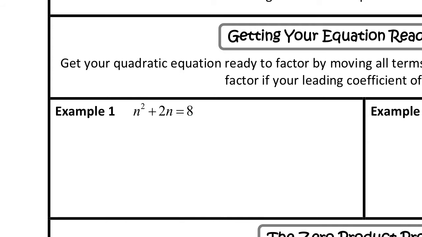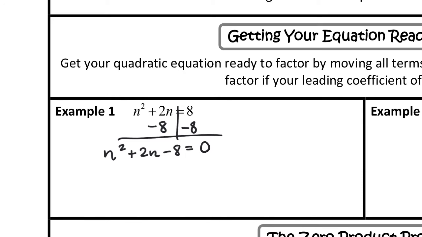So how do you move values to the other side? Well, you have to do the opposite. The opposite of a positive 8 is a negative 8. So we're going to subtract 8 on both sides. We subtract. So I'm going to get n squared plus 2n minus 8 equals, what's 8 minus 8? That's 0.